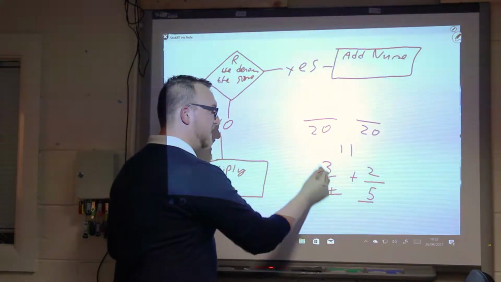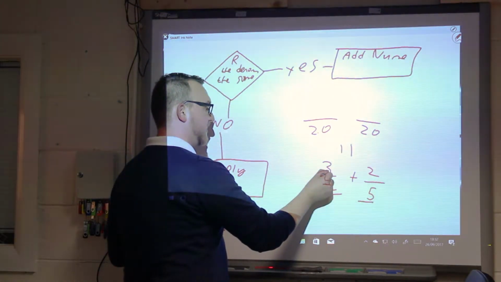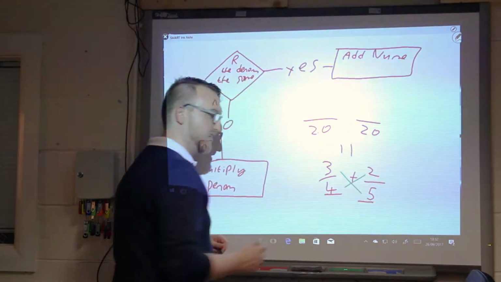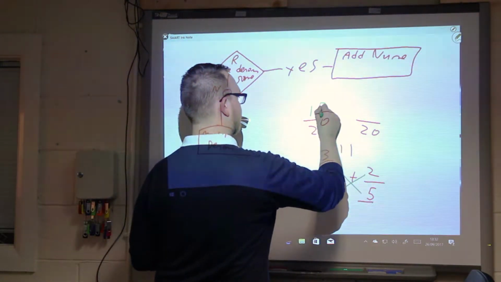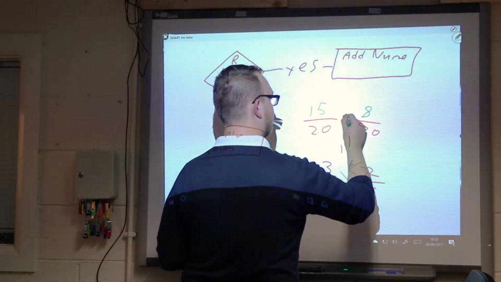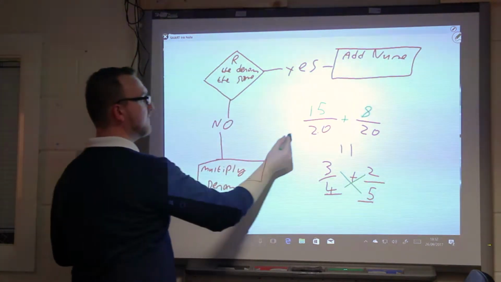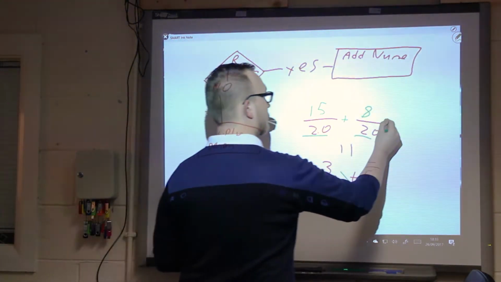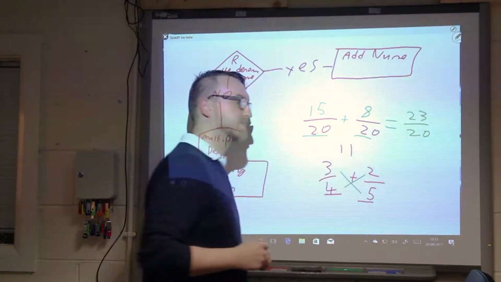So to get the 20 from 4, we have to multiply by 5. Therefore, we have to multiply 3 by 5. Sometimes you might hear this referred to as cross multiplication, like that. So we do 3 multiplied by 5, gives us 15. And then we do 4 multiplied by 2, which gives us 8. We can add those together now, because all the denominators are the same. Yes, so we can just add the numerators. That gives us 23 over 20.